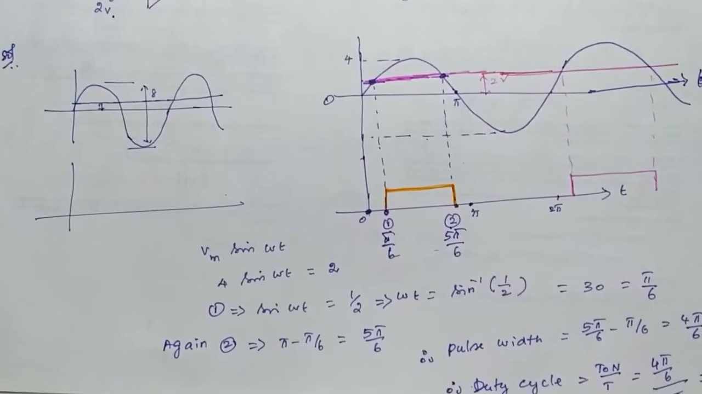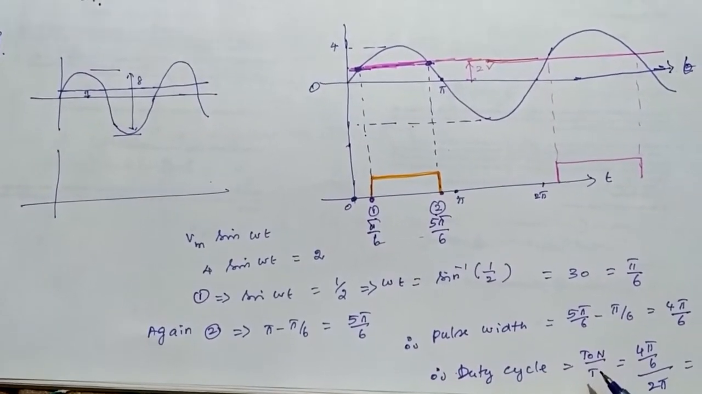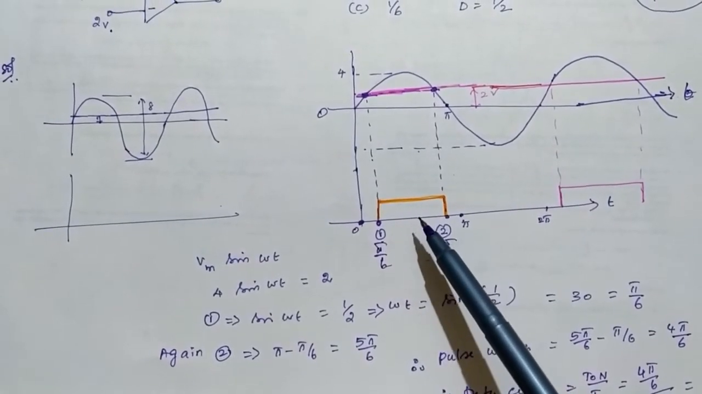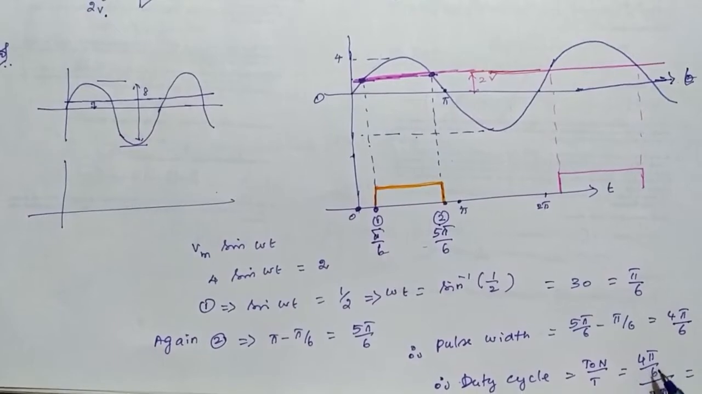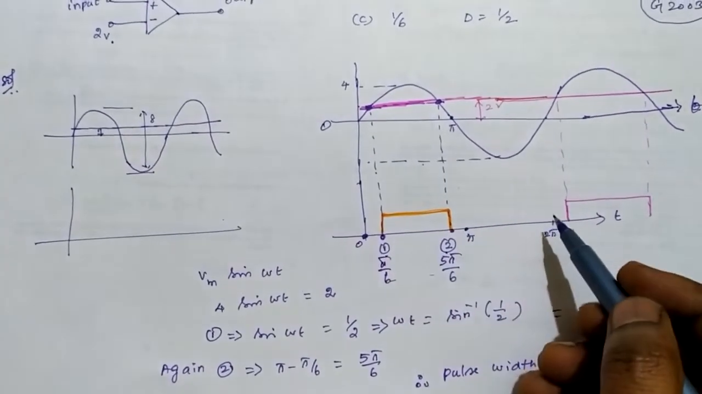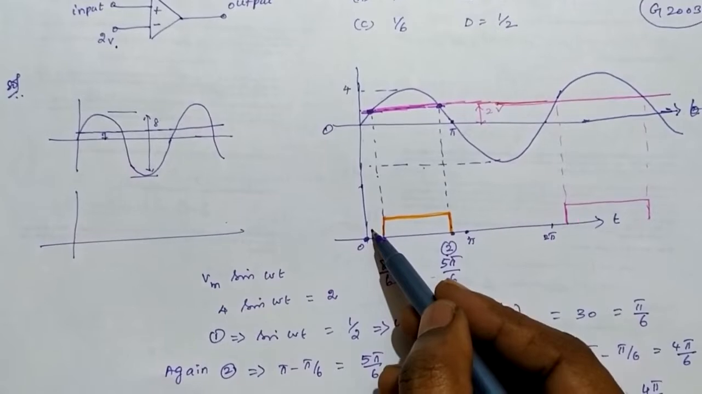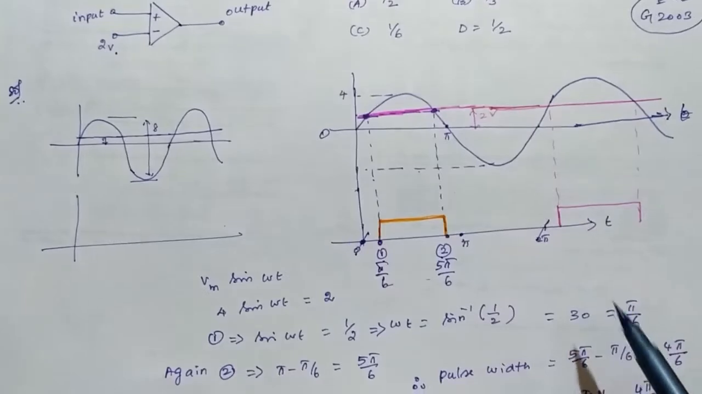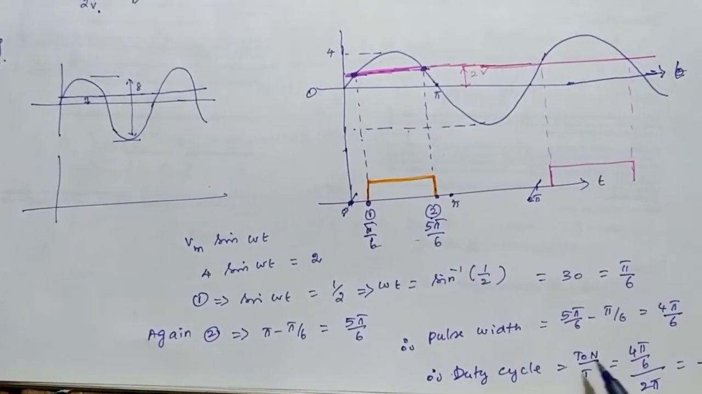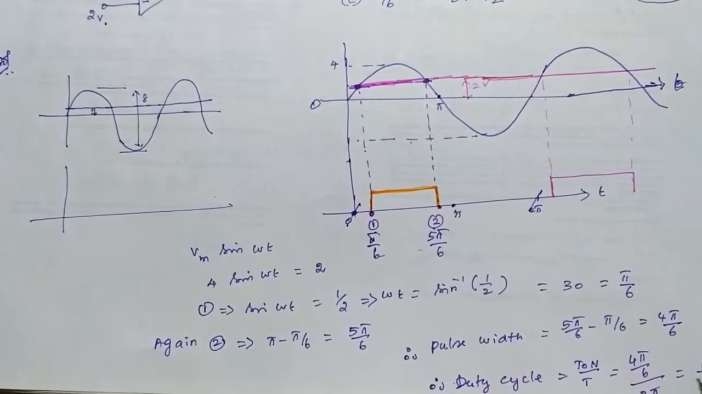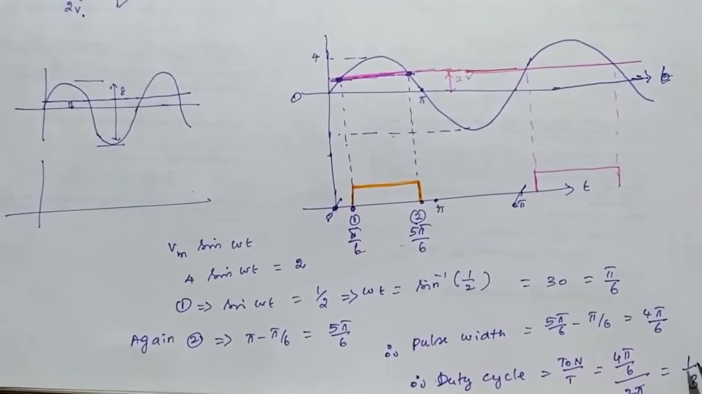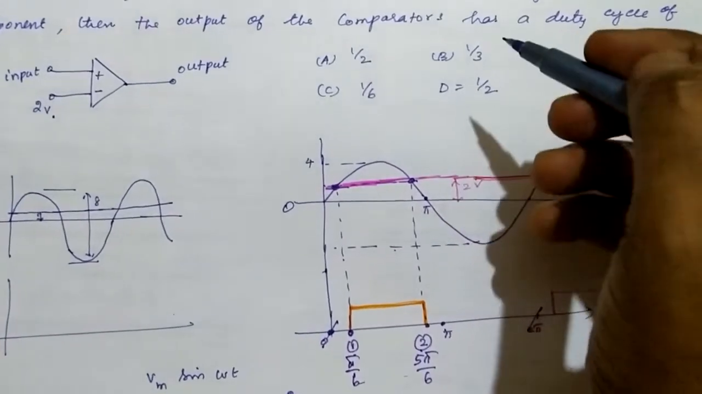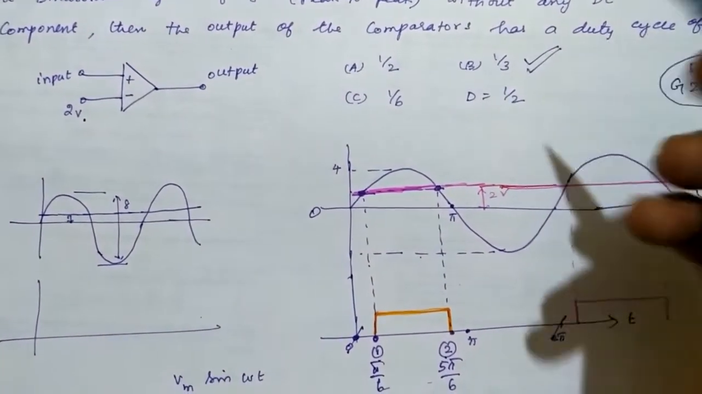So duty cycle, we know the formula is on time over total time. So the pulse is on for a time of 4 pi over 6. The total time of one period starts from 0 and reaches 2 pi. So the total time period is 2 pi. So on time is 4 pi by 6, the total time is 2 pi. So when we simplify, the answer to duty cycle is 1 over 3. So the answer is B.